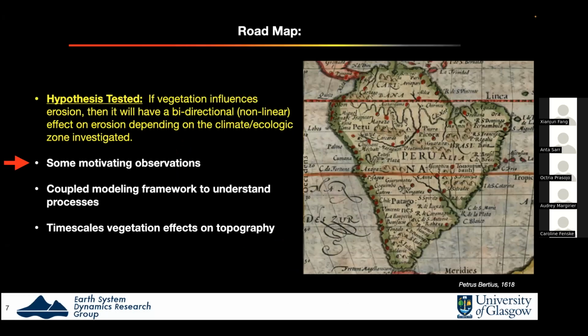I've structured this talk around testing this hypothesis: that if vegetation influences erosion, then it will have a bidirectional or nonlinear effect on erosion. But this effect will depend on the climate and ecological zone you're looking at. So essentially, what I'm doing is testing this Langbein and Schumm relationship that I just showed you.